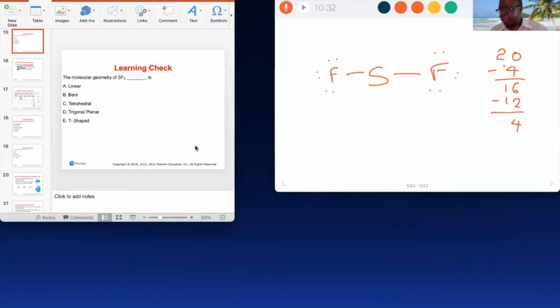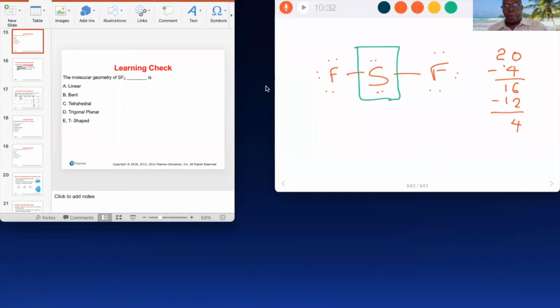Those remaining electrons, just put them on the central atom. It doesn't really matter where you put them at this point, but when we get to the molecular geometry, you'll see how it looks. This is the Lewis structure; it doesn't tell us the molecular shape. So what we need to do is zero in on the central atom, and our central atom is sulfur.